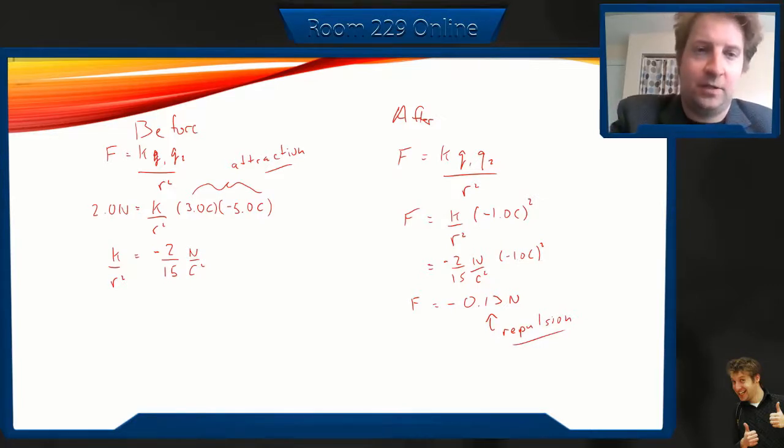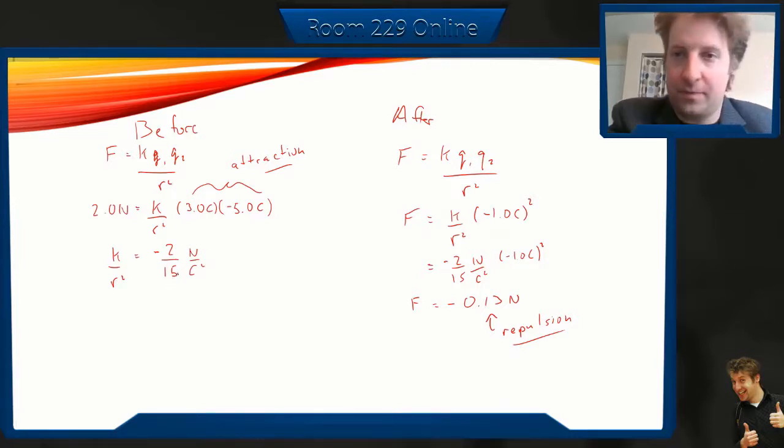Okay. So I'm going to get negative, from here I got this K over R squared, negative 2/15 term. Okay. It's going to have a negative times a negative, that's going to be positive. Oh no, what am I saying? Yeah, that's a repulsion.